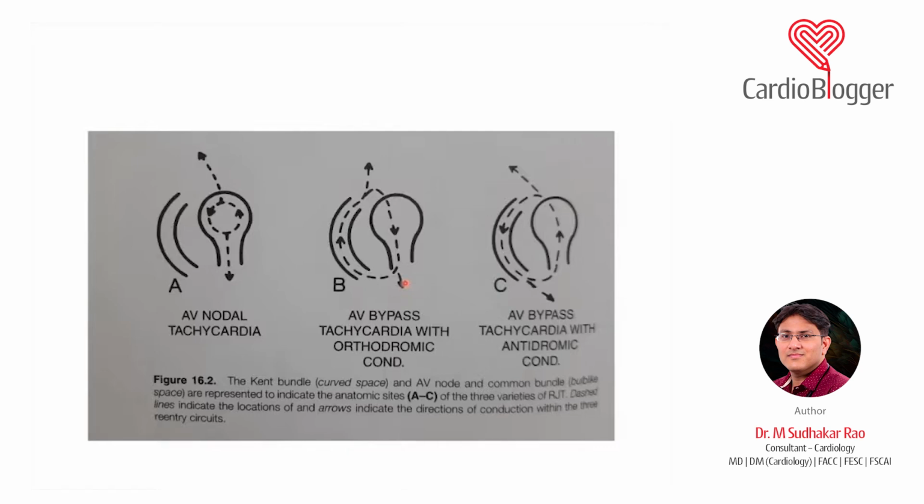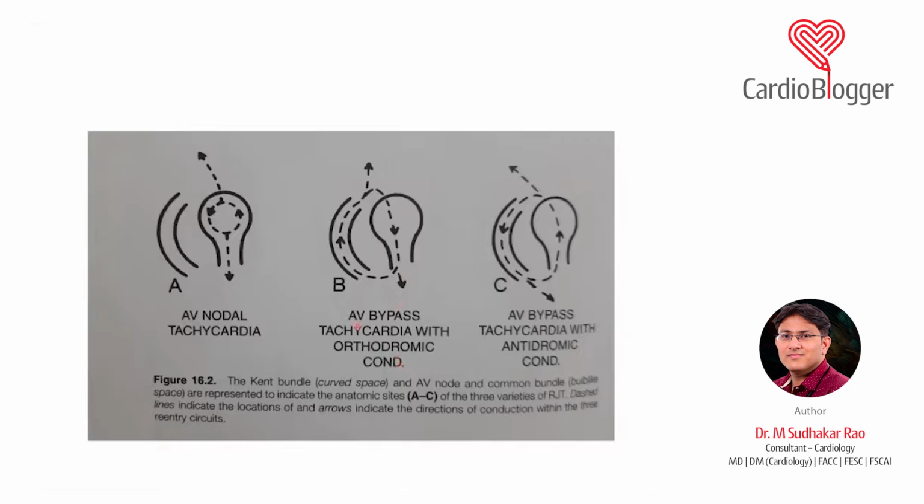Now in the normal condition, most of the time it is the orthodromic. Most of these pathways are usually concealed, meaning they do not manifest. So only rarely is it manifest. In that way, we have both the orthodromic and antidromic tachycardia. The antidromic is very rare. Orthodromic is a little more common than the antidromic.